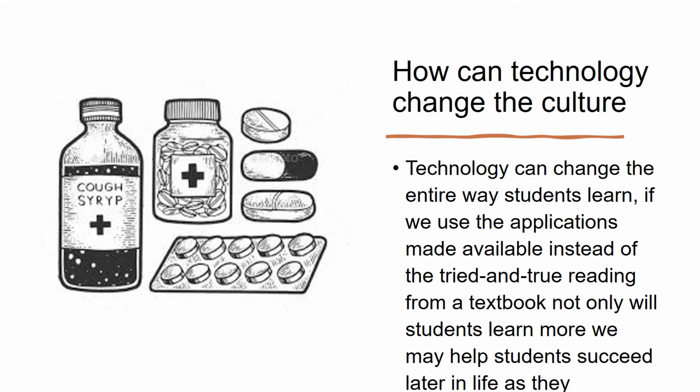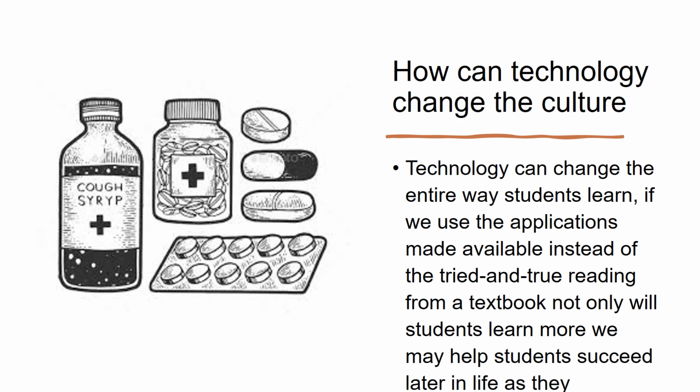Okay, so how can technology change the culture? Technology can change the entire way students learn if we use the applications that are made available to us instead of the tried and true reading from a textbook. Not only will students learn more, we may help students succeed later in life as they remember things from school, which in return will help them in the bigger elements of life.